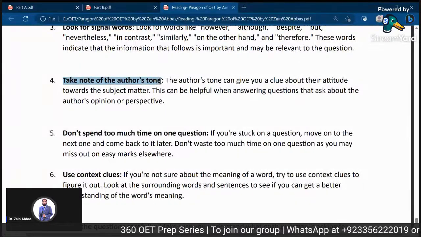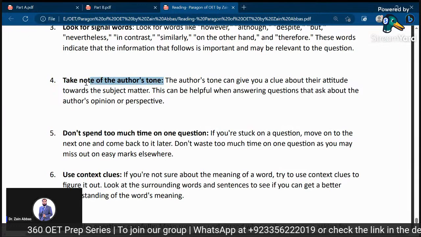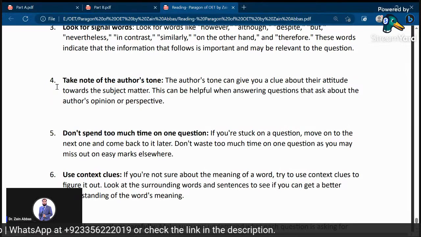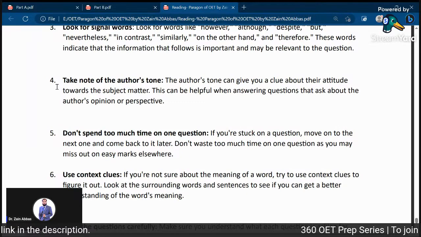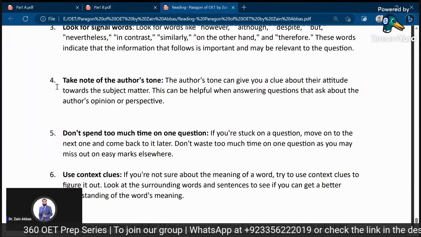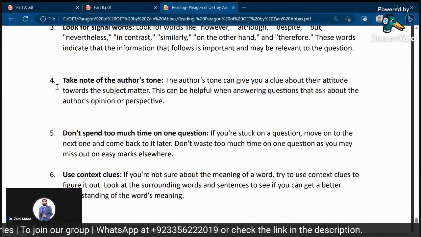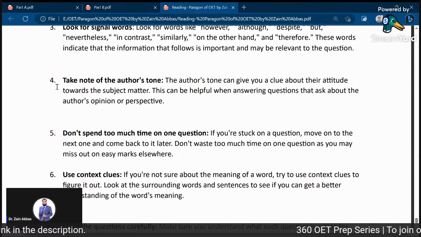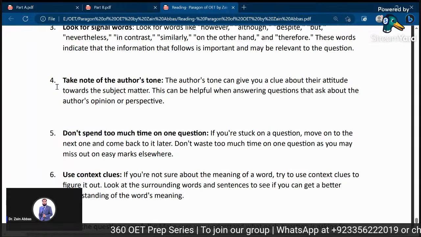Then take note of the author's tone. Sometimes this helps a lot, because many times the question is asked about why this author, or why this speaker, or why this writer is writing this, what is the purpose of all this text, or what is the purpose of this whole topic. So you have to notice the author's tone. It may be a positive reinforcement, it may be a negative reinforcement, or it may be an advice, or it may be a warning, it may be an update, it may be a teaching stuff.